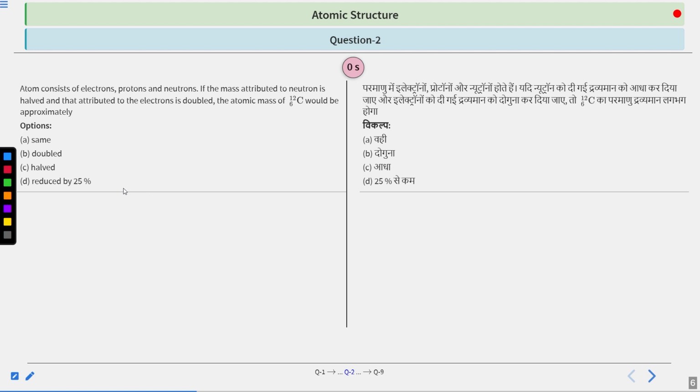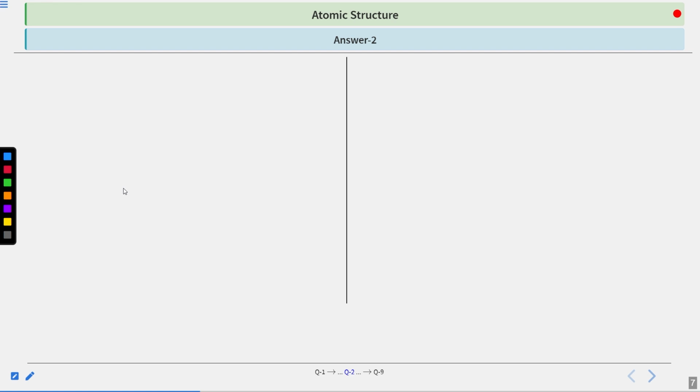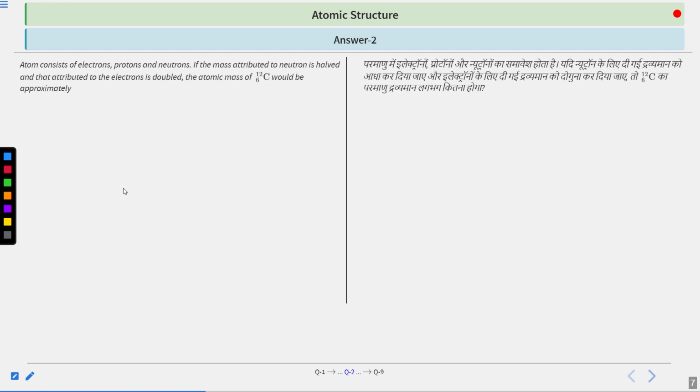Okay, now let us try to solve this question. First of all, what is the question that has been asked? What is the meaning of this question? The question is saying that we have an atom, and we know that atoms consist of electrons, protons, and neutrons. The mass of an atom is a contribution from electrons, protons, and neutrons. All of these three contribute to the mass of the atom.